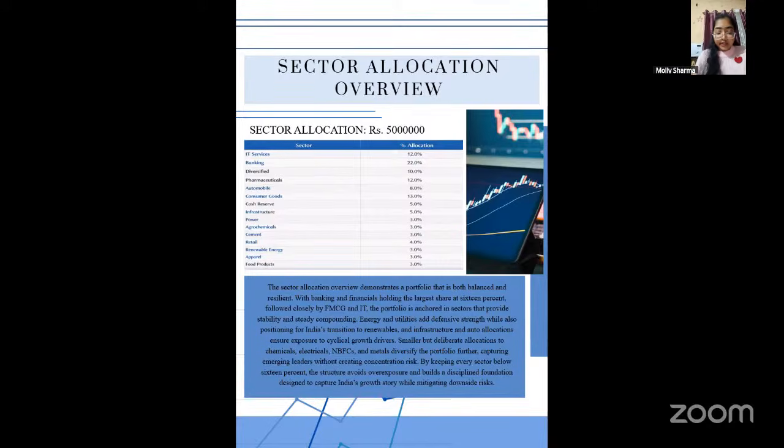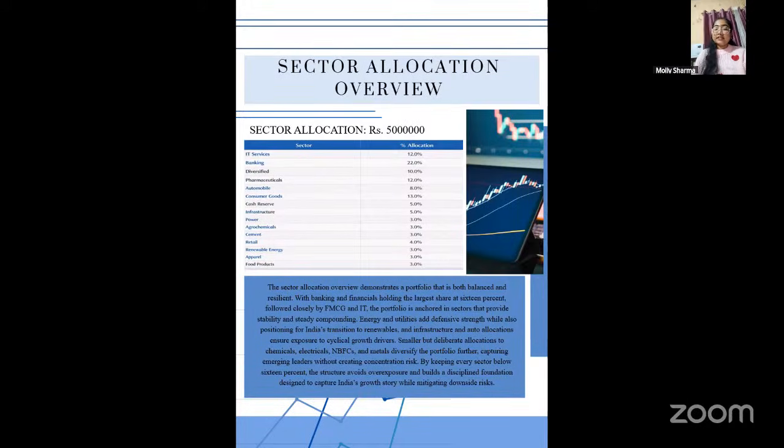Now, this allocation ensures broad based exposure to India's growth engines with a tilt towards secular growth sectors, for example, IT, banking, and FMCG, and a healthy mix of defensives like FMCG and utilities, cyclicals like auto and infra, and emerging leaders, chemicals and electricals.